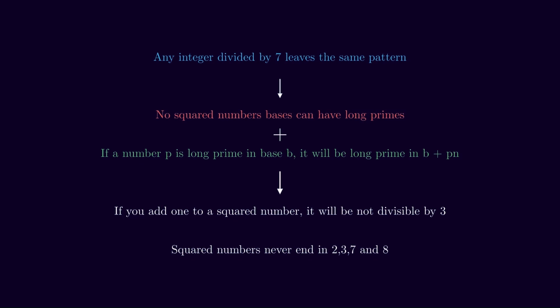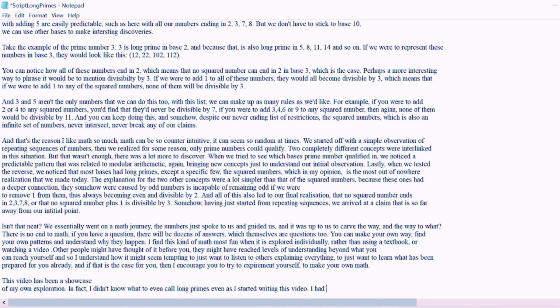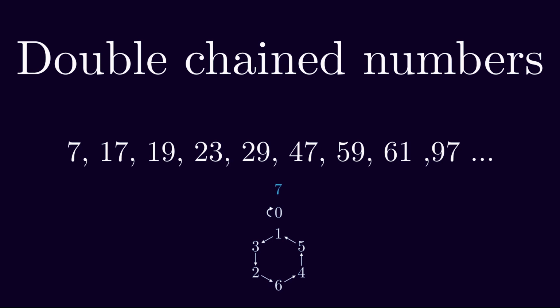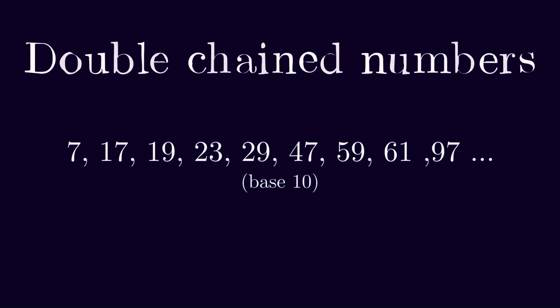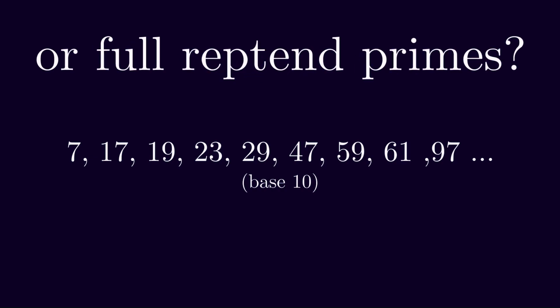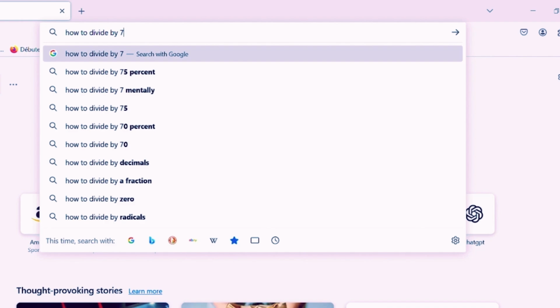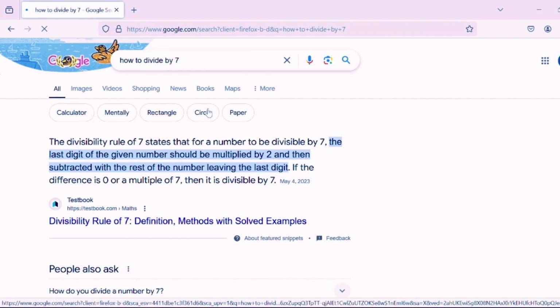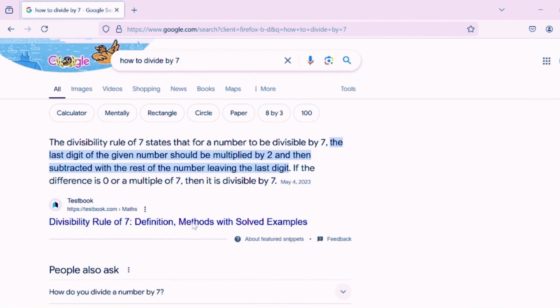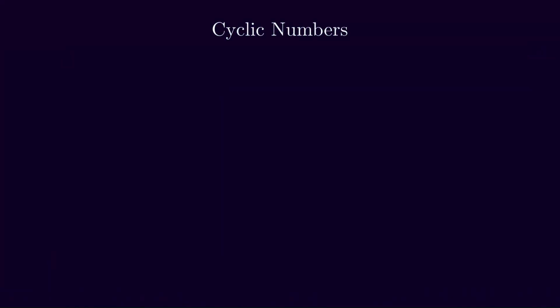In fact, I didn't know what to call long primes even as I started writing this video. I had actually thought of calling them the double chain numbers because they only had 2 remainder cycles, and to my disappointment, they had a much more boring name, long primes, or full reptend primes, whatever that means. It was only after googling tricks to divide by 7 that I finally found mention of these kind of numbers online. But guess what the people talking about those numbers focused on most? The cyclic numbers, which are the numbers produced by long primes.